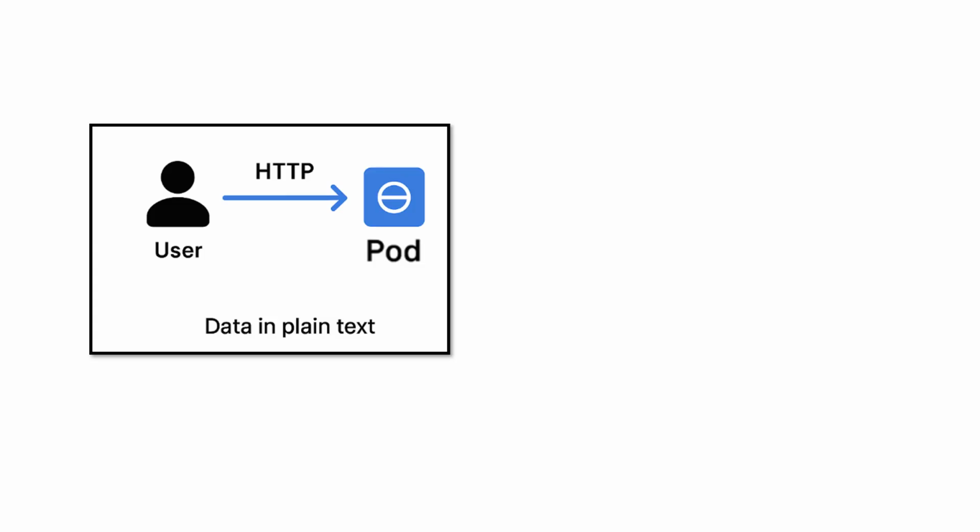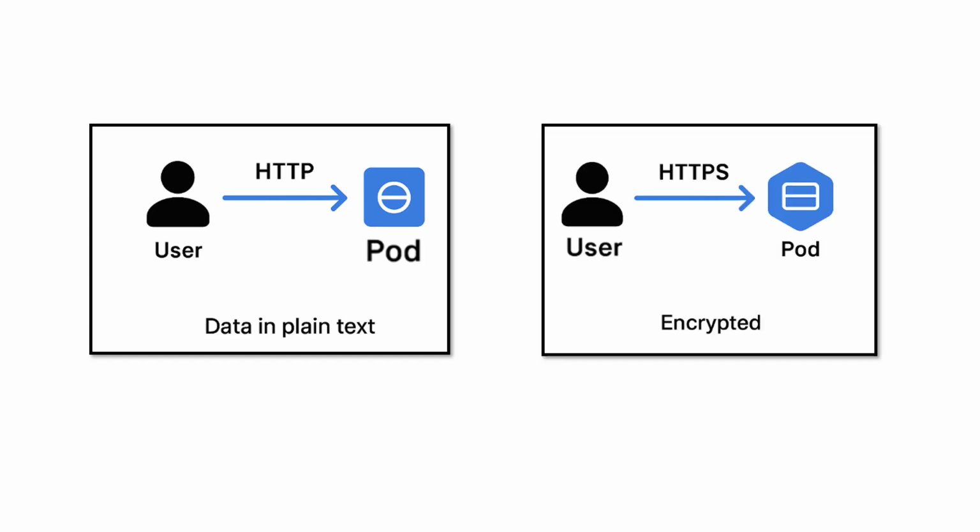I am Nikhil Kumar. Most Kubernetes beginners expose their application using plain HTTP, and that's like locking your house but leaving the door wide open. In production, you must use HTTPS for security, trust and compliance.